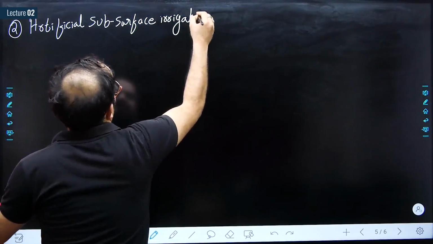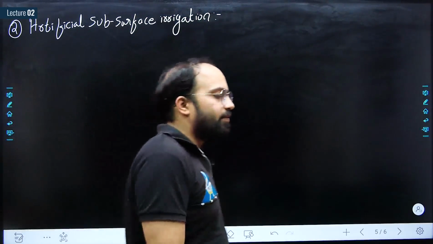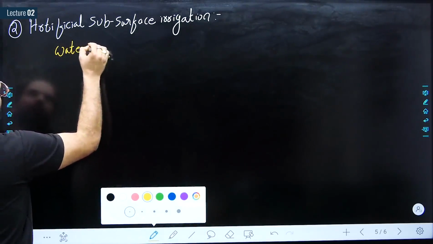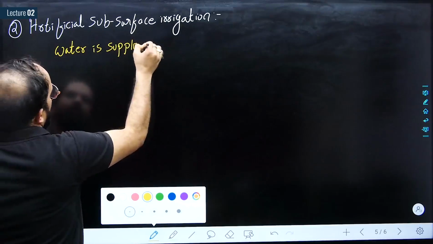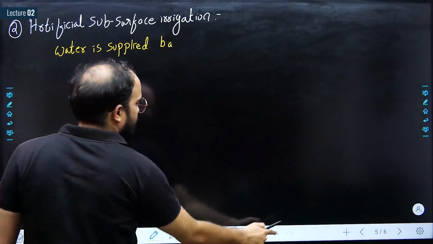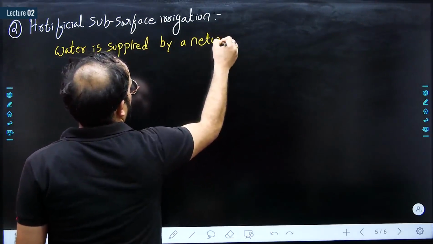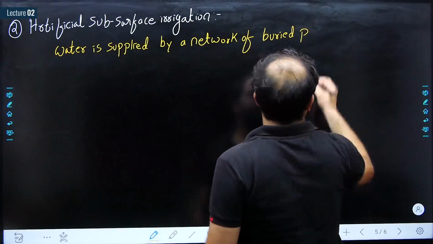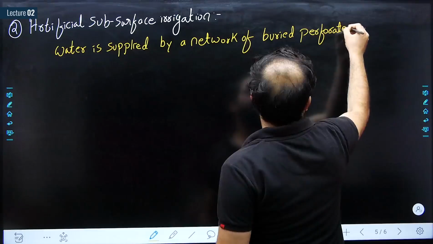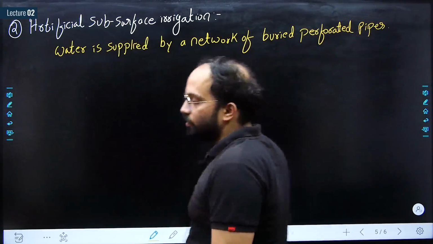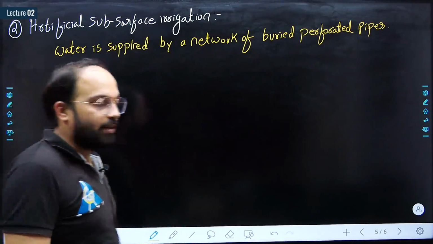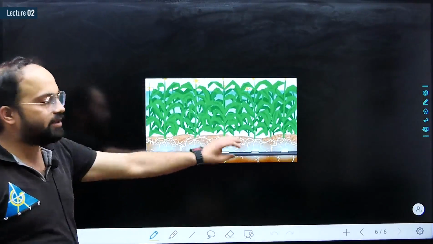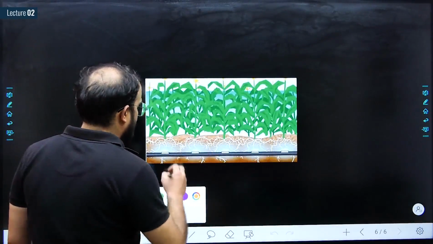So what happens in this artificial subsurface irrigation? Please write: water is supplied by a network of buried perforated pipes. Like this, you can see, we'll bury the perforated pipes inside the soil, so that water will come from these perforations.